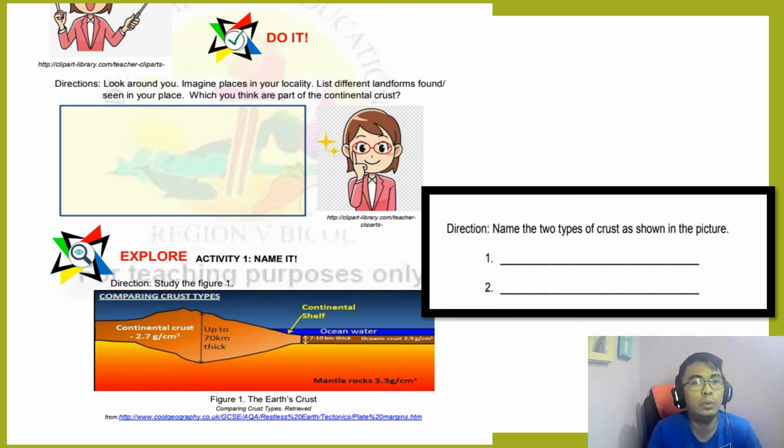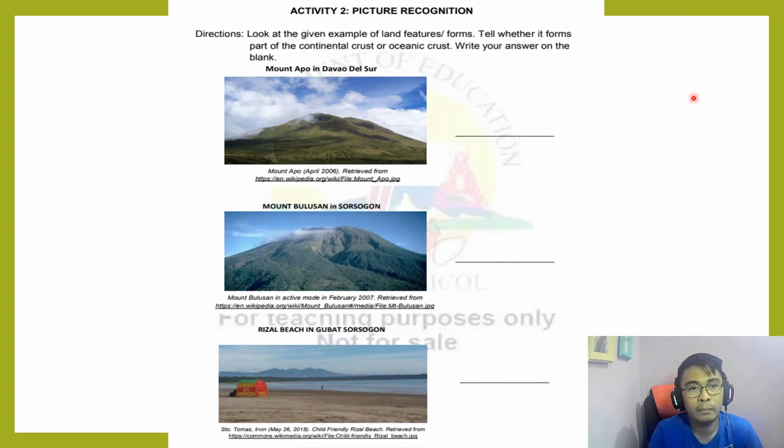So let's now proceed to the next activity. Activity number 2 in the explore part is entitled Picture Recognition. So you have a number of pictures in this activity. Look at the given examples of land features or forms and tell whether it forms part of the continental crust or oceanic crust, and write your answer on the blank. So, meron tayong 5 pictures. Okay? Mount Apo in Davao del Sur, Mount Bulusan in Sorsogon, Rizal Beach in Gubat, Sorsogon, to name a few.